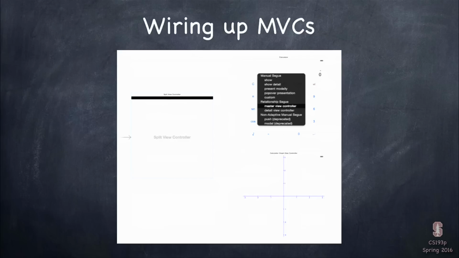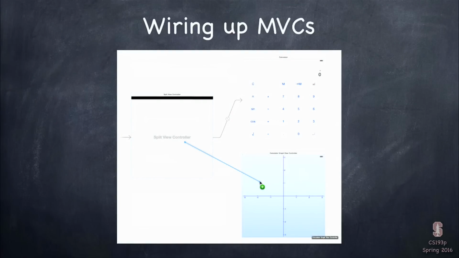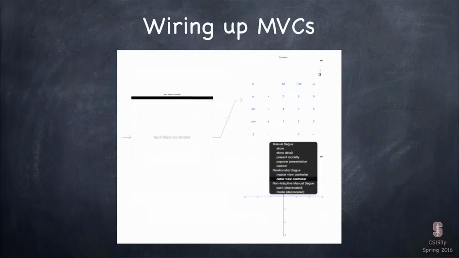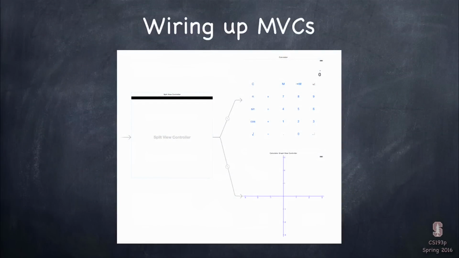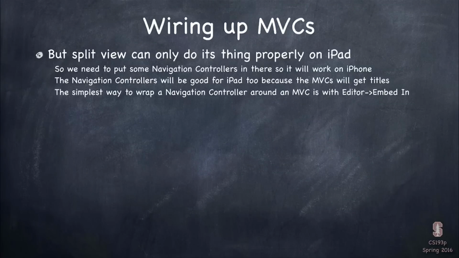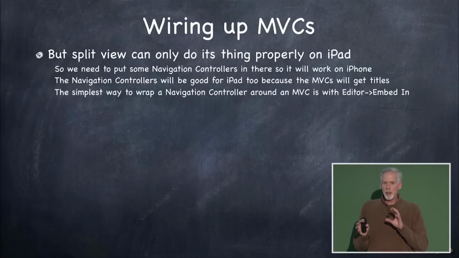Those don't make sense here. So let's pick the master. It's going to create a connection, the master connection. Control drag down here. I'm going to pick detail. It's going to make a connection down there. Voila, I've wired up my split view controller. Okay? All right.